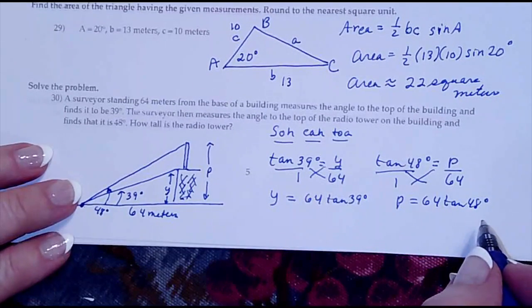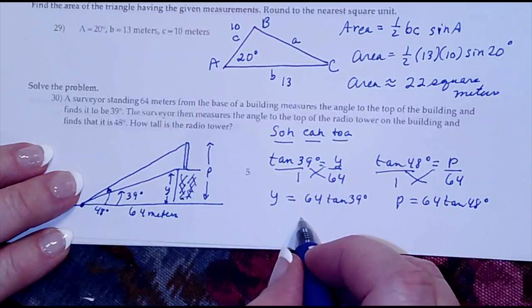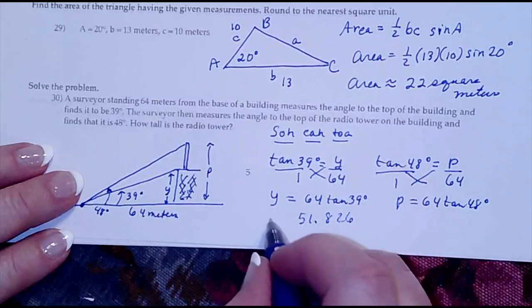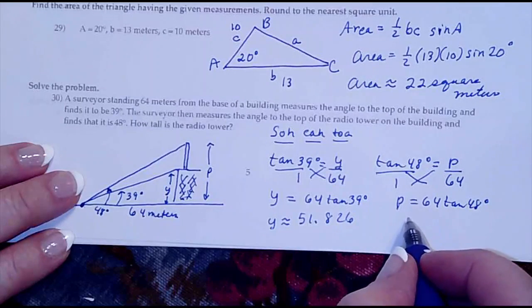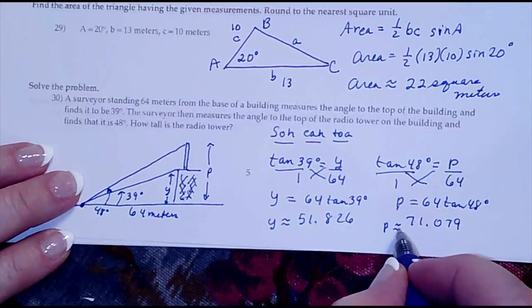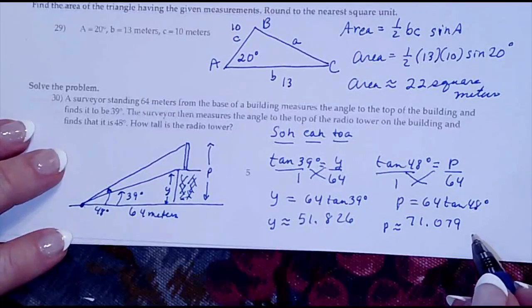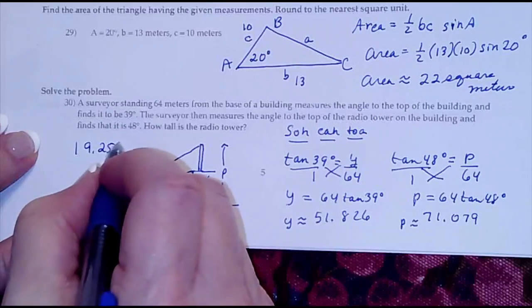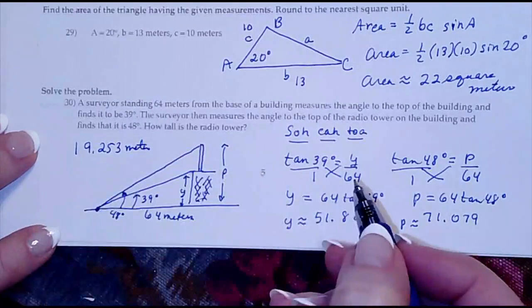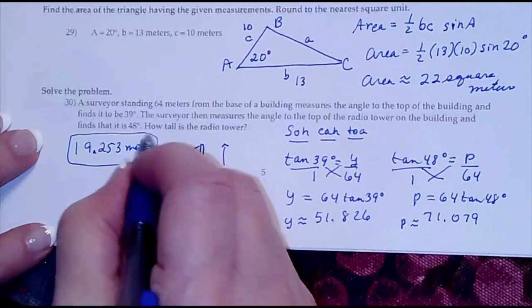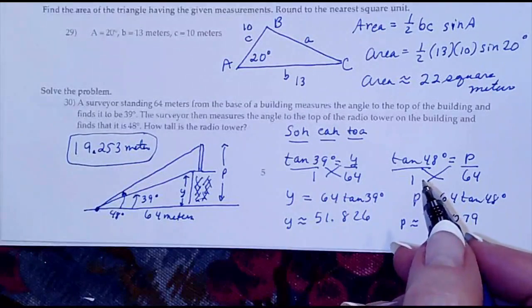So we get our two answers. This Y comes out to be 51.826. And this P comes out to be 71.079. So we subtract those two and we get the length of the tower to be 19.253 meters. Does it say how many? It says how tall to the nearest anything? No. So I'll try to make sure that I'm telling the test how tall or what to round to.